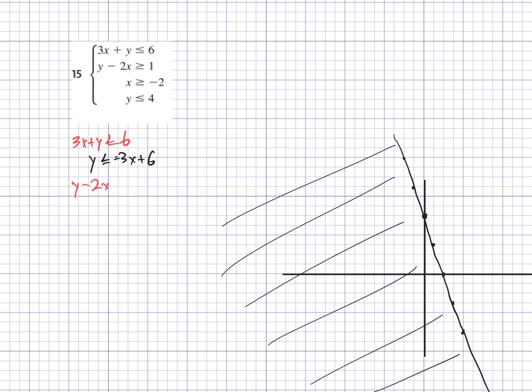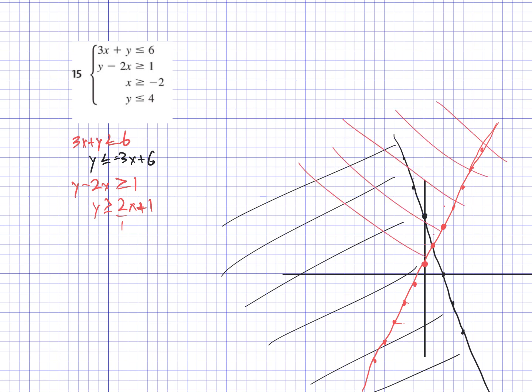Next, do this in red. y minus 2x greater than or equal to 1, so we add 2x. So this goes through at 1, and there is an equal sign. So it goes through at 1, it's solid, and the slope is up 2 and over 1. Up 2 over 1, and that's where those two meet. Or down 2 and left 1. And this is a solid line. And it's greater than, so it's shaded above. So far, we know where part of the solution is.